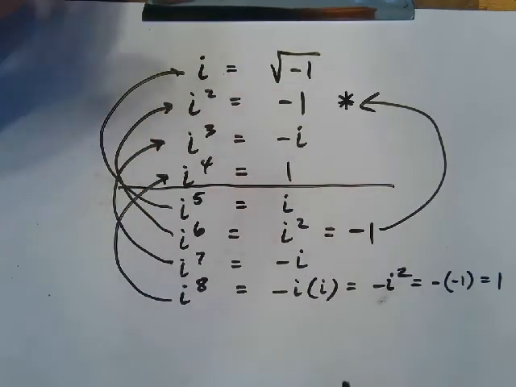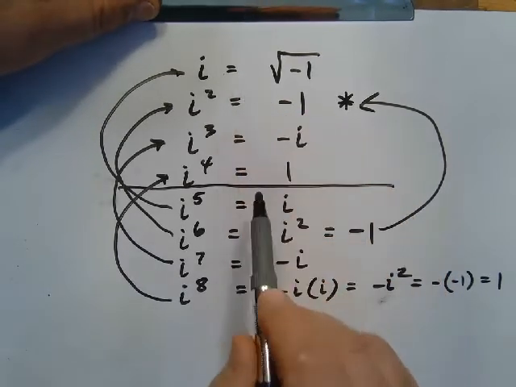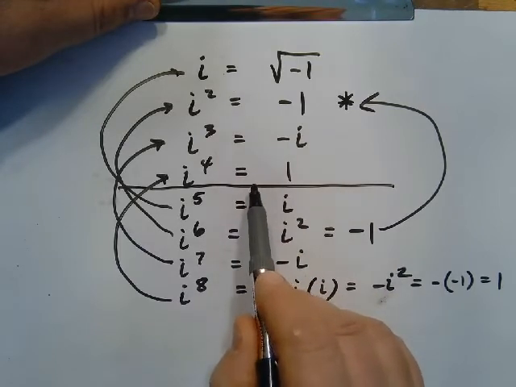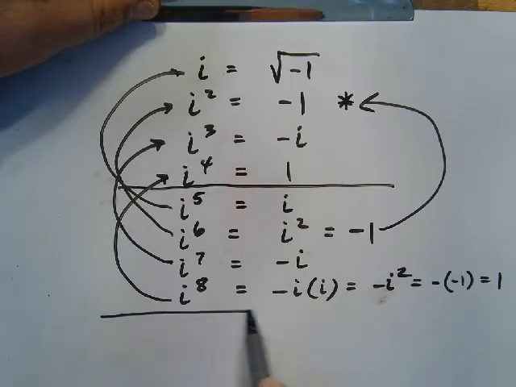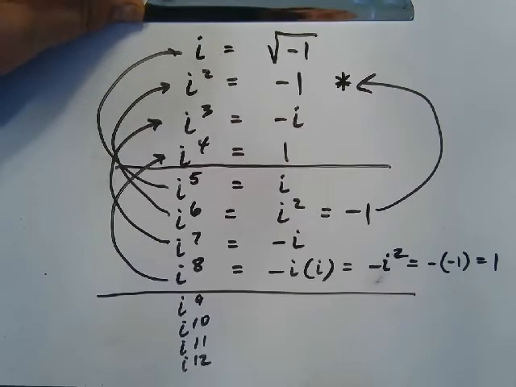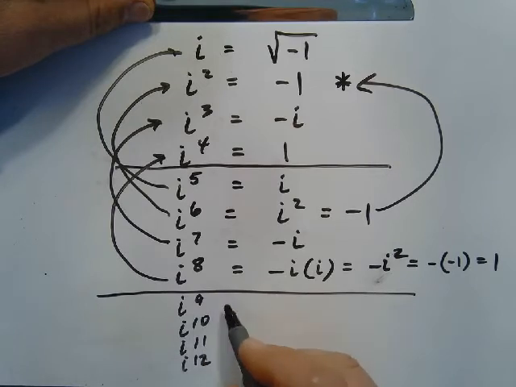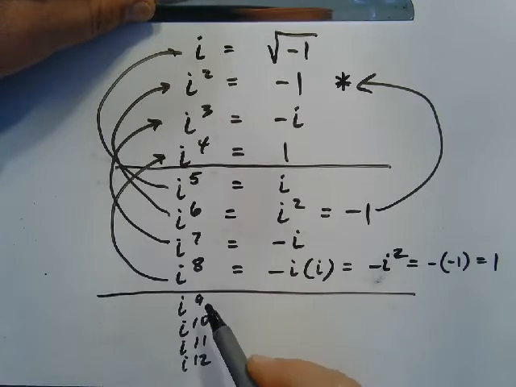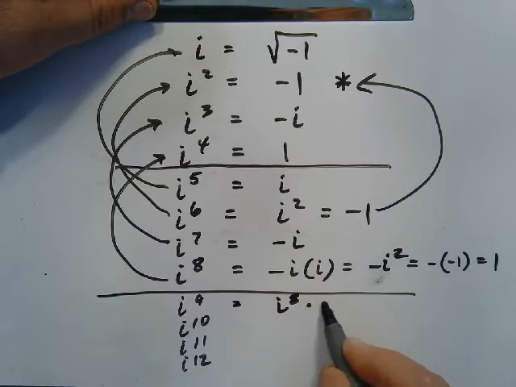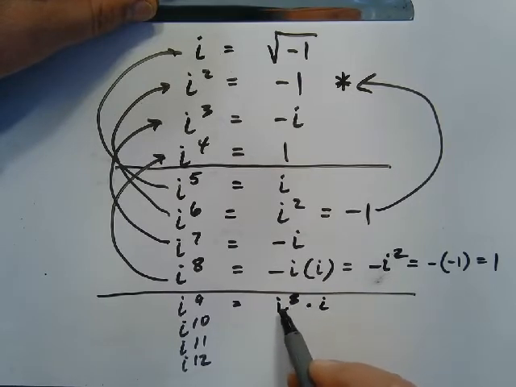There is a pattern that has developed here. Every 4, not 2, but every 4 i factors has the pattern repeated. So I can predict what would happen if I continue on. I could predict that i to the 9th, well, let's look for the highest multiple of 4 that goes into that. That's equal to i to the 8th times i. Well, i to the 8th is just 1, so that's equal to i.